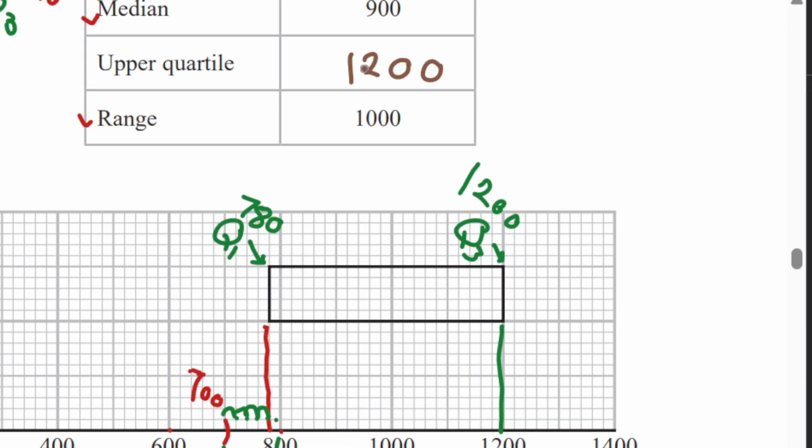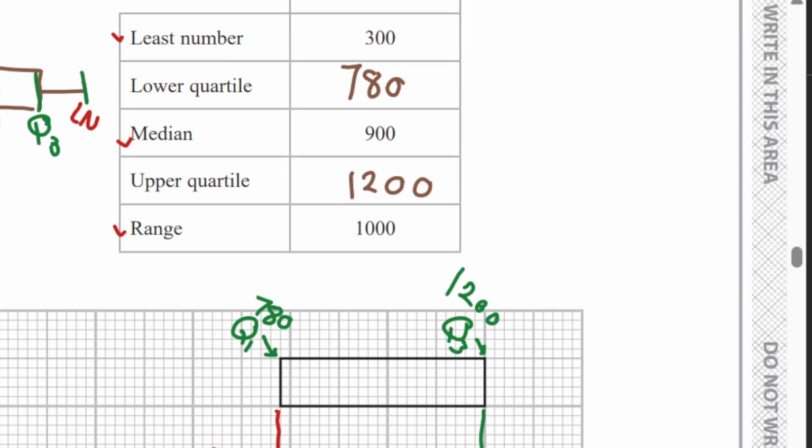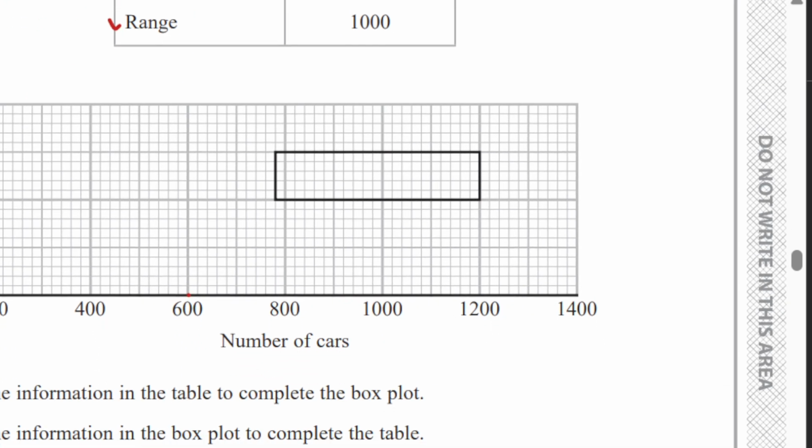Let me just zoom out. Alright, so we have all the numbers showing, and then we can do the drawing. Now, let me just erase this. The median is always in the middle of this box. Now, what's the median? The median is 900. So where is 900? So this is 800, and this is 1000. That means 900 is in the middle here. Just make a line. Let's use the same color. So this is the median.